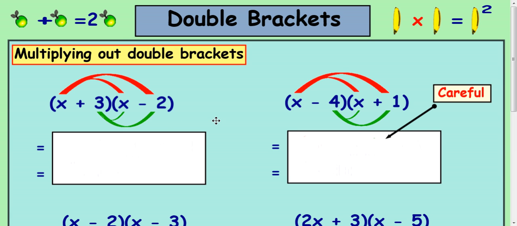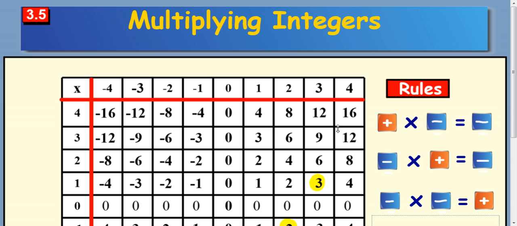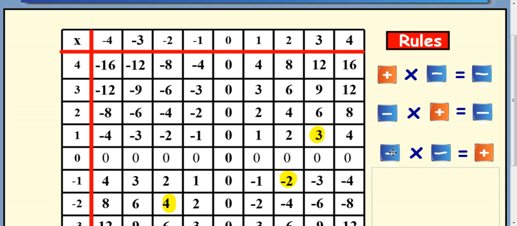In this lesson we're going to look at multiplying out double brackets but with negative numbers. So three rules we need to remember with negative numbers. If you're multiplying positive numbers together, of course you get a positive answer. When multiplying negative numbers, if the signs are the same, then you always get a positive answer. So negative 3 times negative 2 is positive 6.